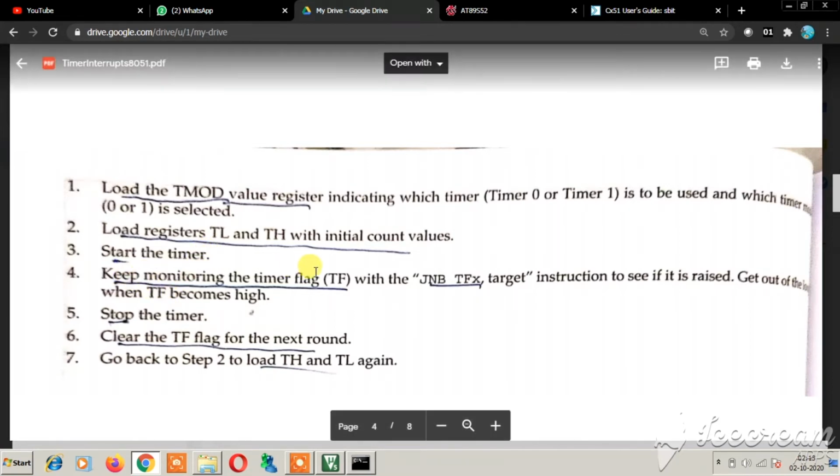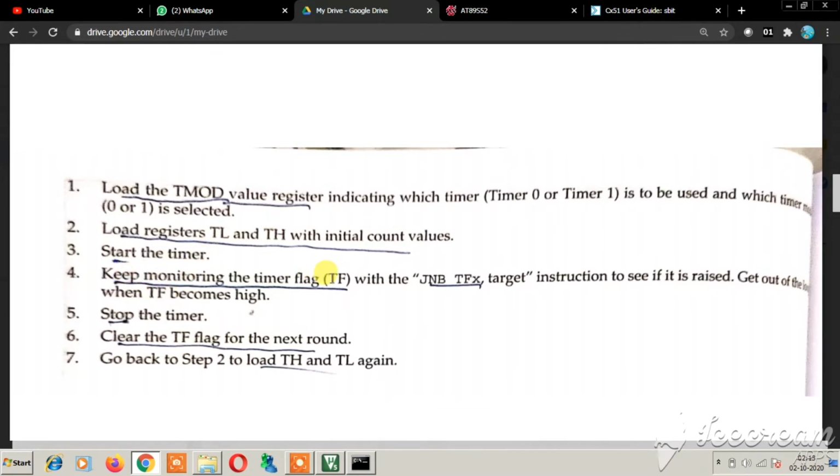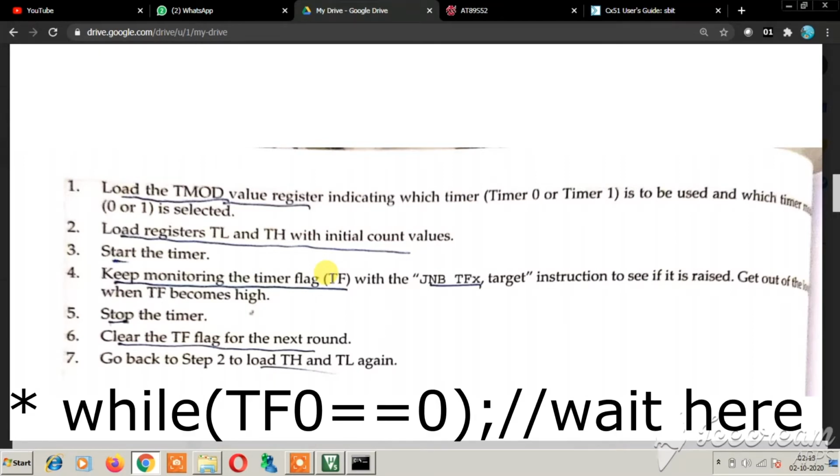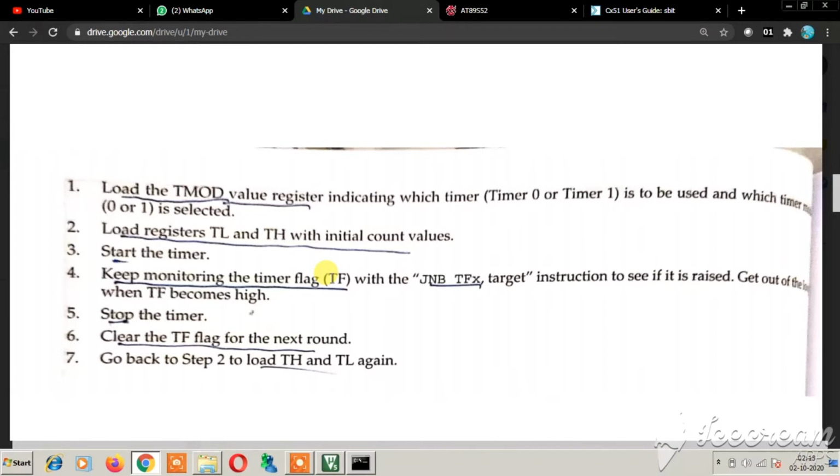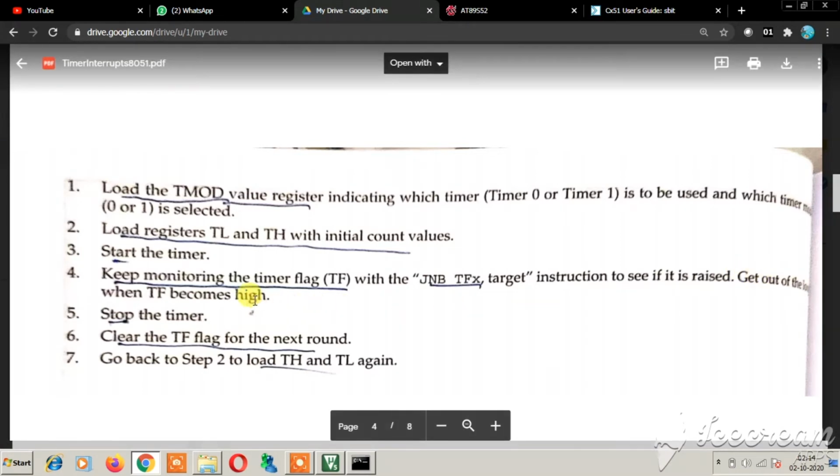Now keep monitoring the timer flag, the TF flag. You can write it as while (TF0 == 0); which means you are waiting in that loop until the timer is running. In assembly there is JNB, and in C we can use the while loop in place of JNB. Get out of the loop when TF turns high, then stop the timer.